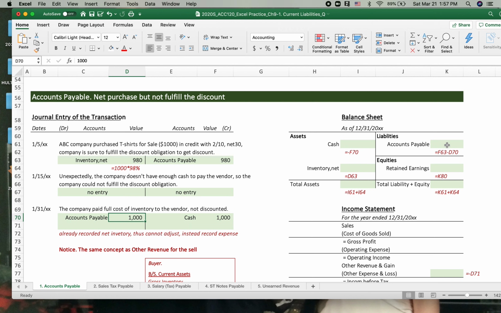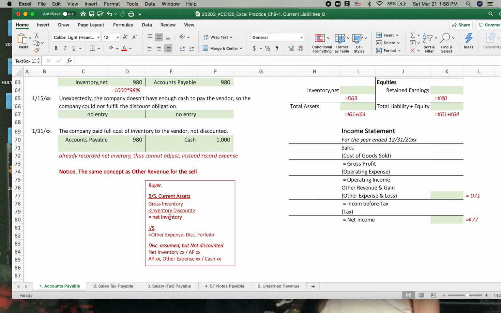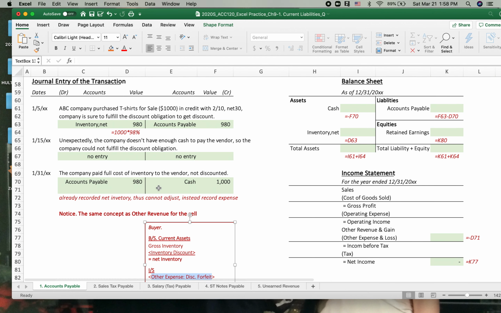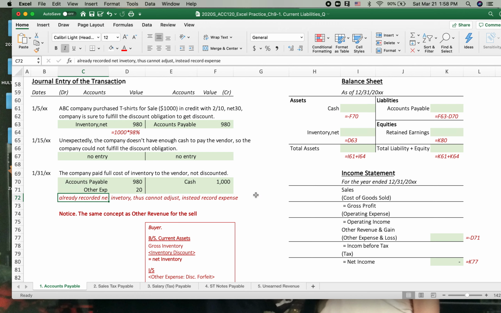It doesn't make sense. So what amount do we record? 980. Correct. So what account do we need? We already started from inventory, net inventory. That means that we cannot go back to the gross inventory. So inevitably, you use another expense account, which is discount forfeit. Discount forfeit means the company pays more money than the $980 they expected. So $20 is the other expense account, other expense.